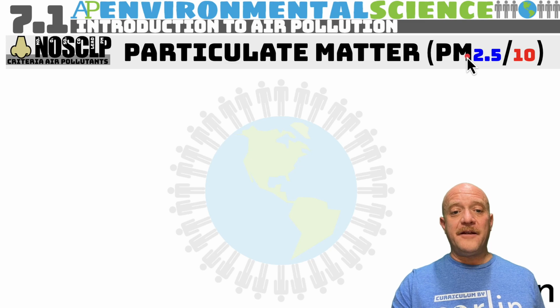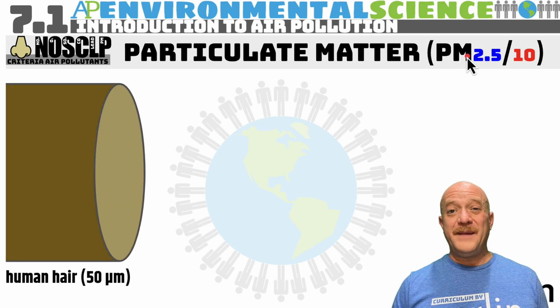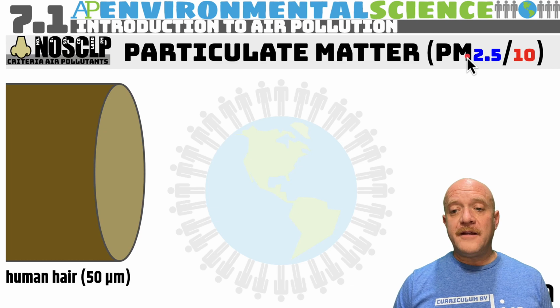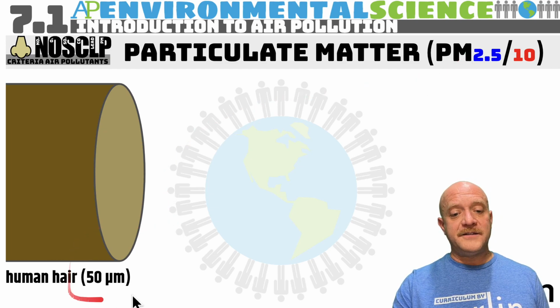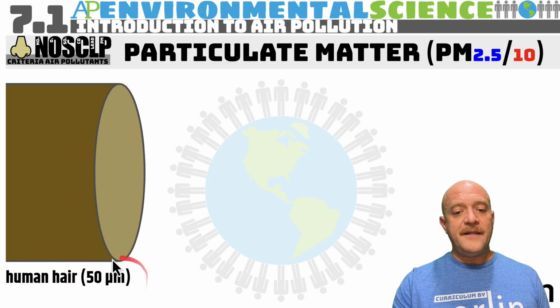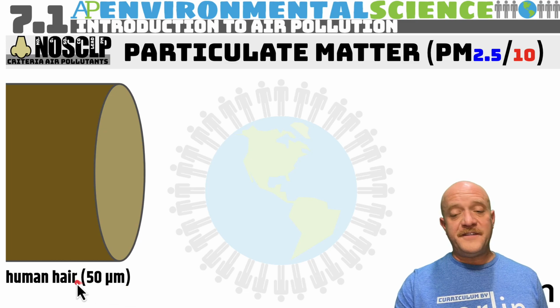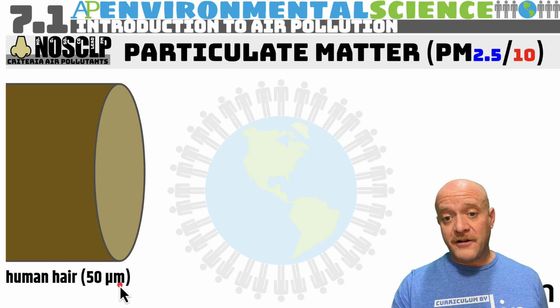Now, particulate matter is another one. Particulate matter is very small. Basically, it's soot or smoke, and it's much smaller than a human hair. Human hairs are typically 50 microns. That is micrometer, with the Greek symbol mu and then an m for meter. So 50 micrometers, or 50 microns, is a human hair diameter.